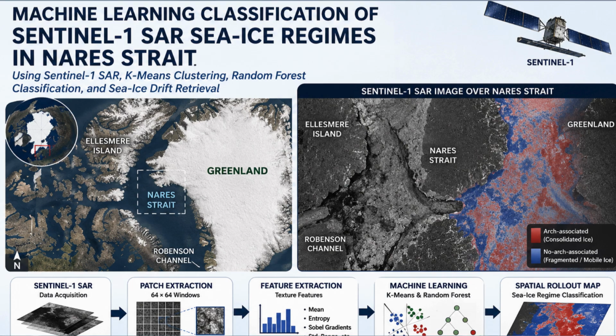Hello, in this project I investigate whether machine learning applied to Sentinel-1 synthetic aperture radar imagery can distinguish sea ice regimes associated with ice arch and no ice arch conditions in the Nares Strait. The Nares Strait is a narrow Arctic gateway located between Greenland and Ellesmere Island, and it plays an important role in controlling the export of Arctic sea ice from the Lincoln Sea into Baffin Bay.